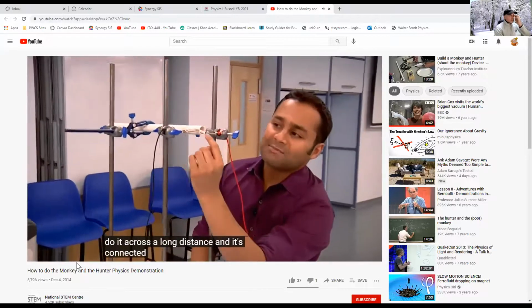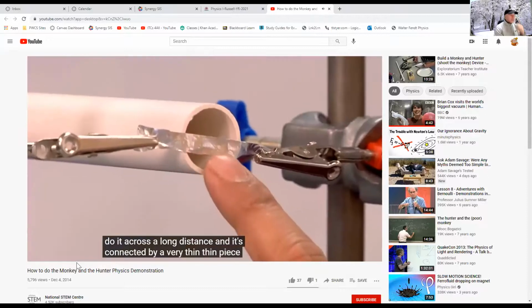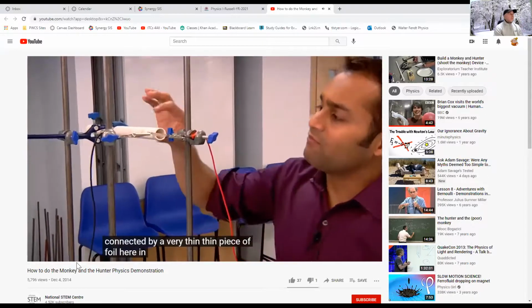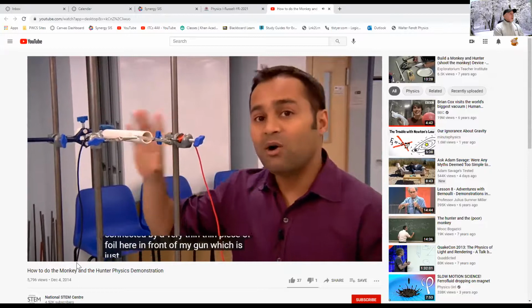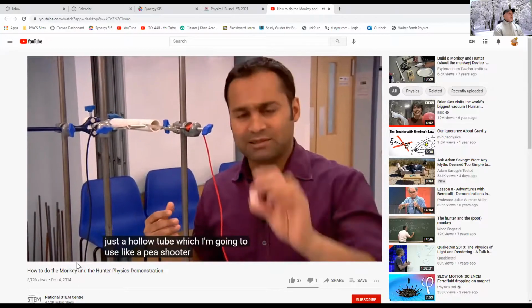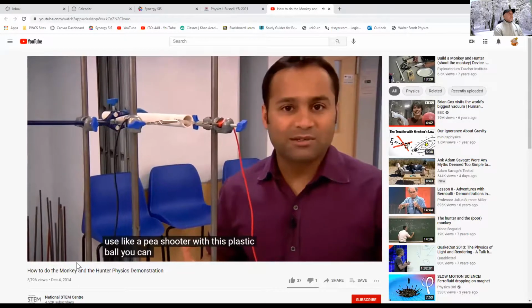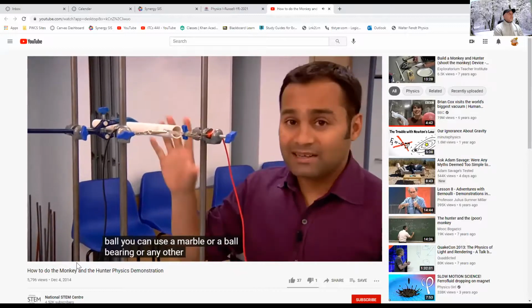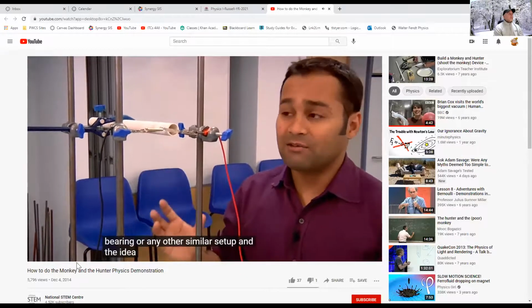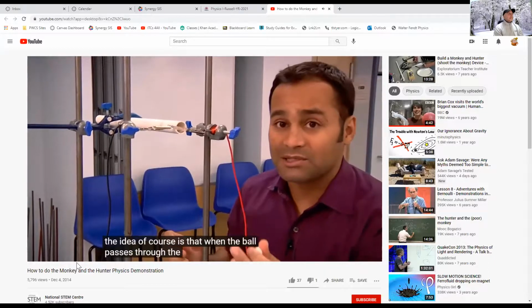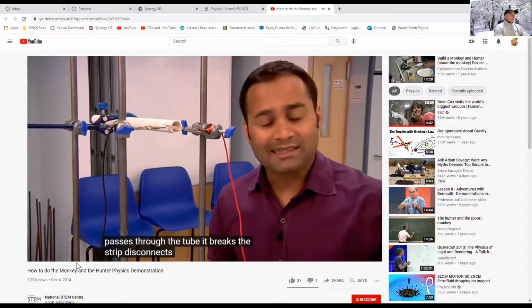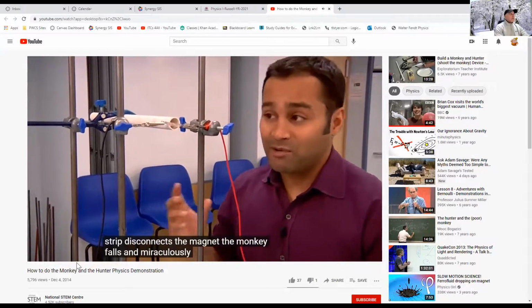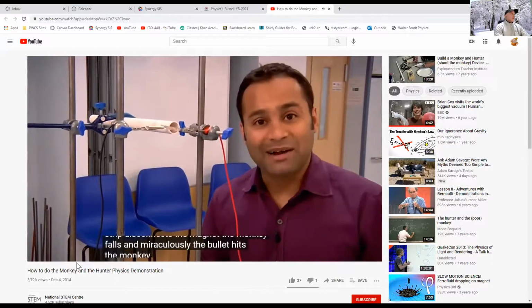And it's connected by a very thin piece of foil here in front of my gun, which is just a hollow tube, which I'm going to use like a pea shooter with this plastic ball. You can use a marble or a ball bearing or any other similar setup. And the idea, of course, is that when the ball passes through the tube, it breaks the strip, disconnects the magnet, the monkey falls, and miraculously the bullet hits the monkey.